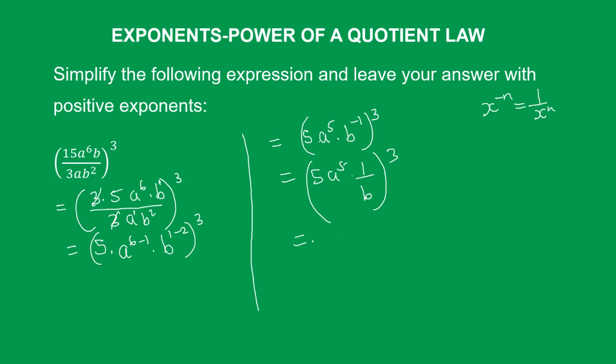You can simplify this and write it as 5 a to the power 5 divided by b to the power 3. Then you can distribute this. 5 cubed is 125. A to the power 5 cubed, that is a to the power 15, raising a power to a power. And then b cubed is b cubed.